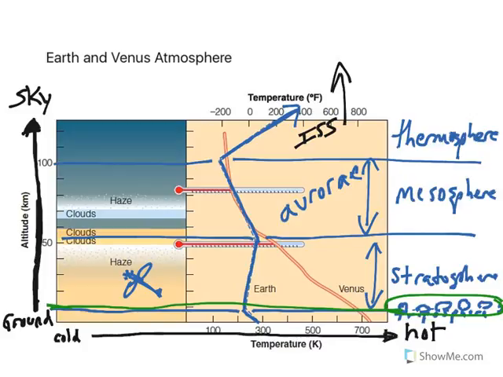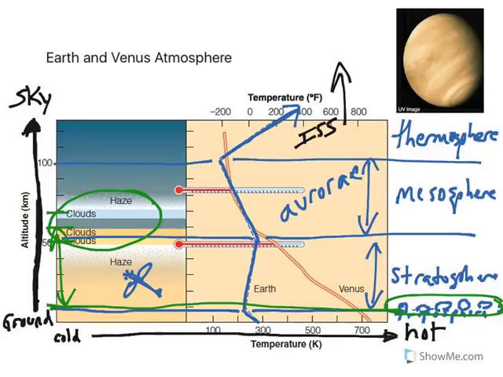Now let's go look at Venus. When we look at Venus, the cloud structure is located at 50, 60, 70 kilometers above its surface. So notice the difference between the cloud structure on the Earth compared to the cloud structure on Venus. The cloud structure on Venus is more than 5 times higher in altitude than the cloud structure on Earth.